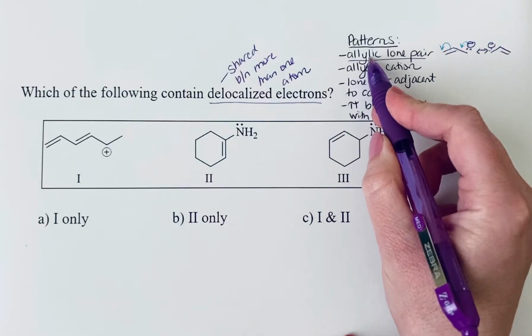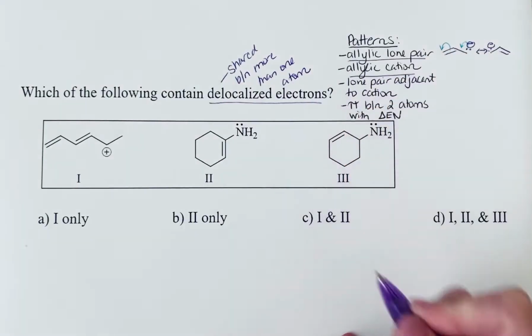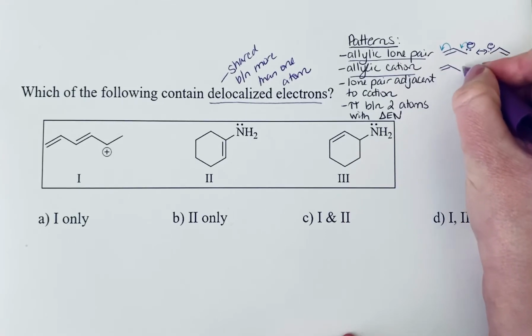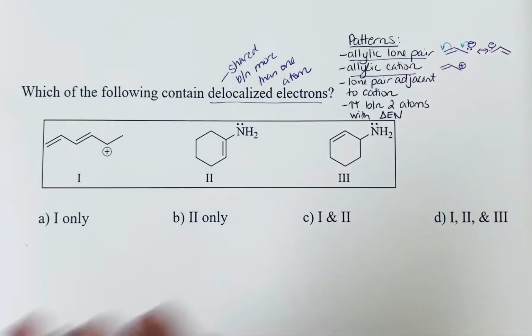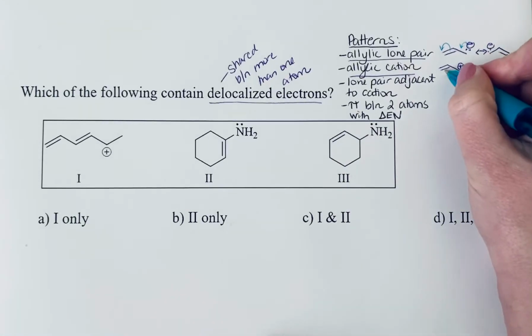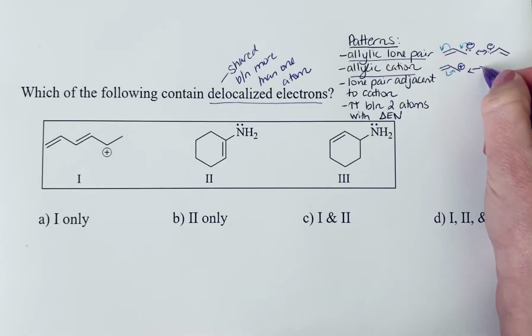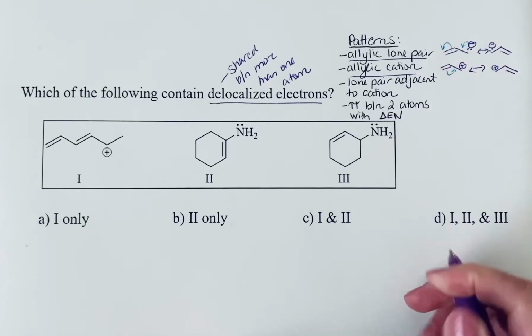Like an allylic lone pair, you could also have resonance if we had an allylic cation. So if you had a pi bond with a cation next door, then this time it would be the pi bond that would shift. And we could see that positive charge being shared between the two carbon atoms.